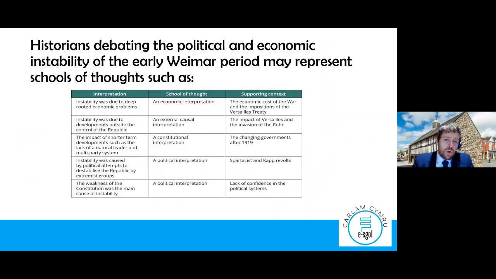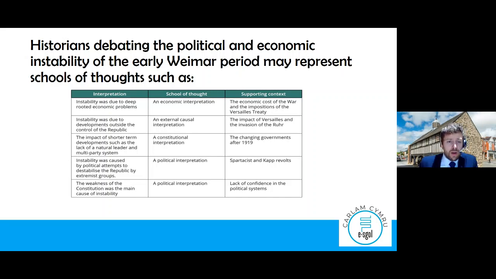So, historians debating the political and economic instability of early Weimar period may represent schools of thought such as the following, right? They might have the interpretation that instability was due to deep-rooted economic problems. Now, that interpretation will tend to have come from someone who's looking at economic history, who's an economic historian. And they might use the context of the economic cost of war and the position of the Treaty of Versailles as supporting evidence for that.